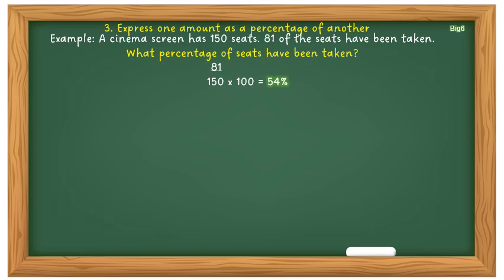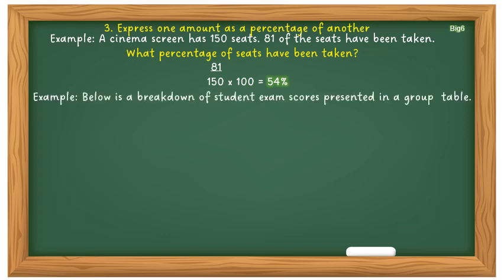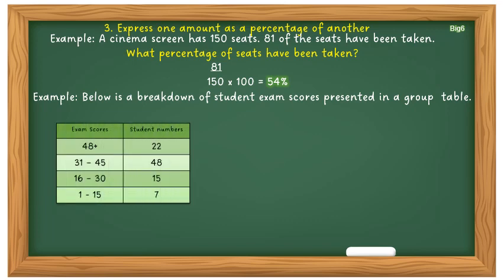Now let's look at a table. Below is a breakdown of students' exam scores presented in a grouped table. On the left hand side you have the group, and on the right hand side you have the frequency column, which is the student numbers. What percentage of students scored between 31 and 45? This is the group here, between 31 and 45. We want to work out this 48 as a percentage of the overall total.